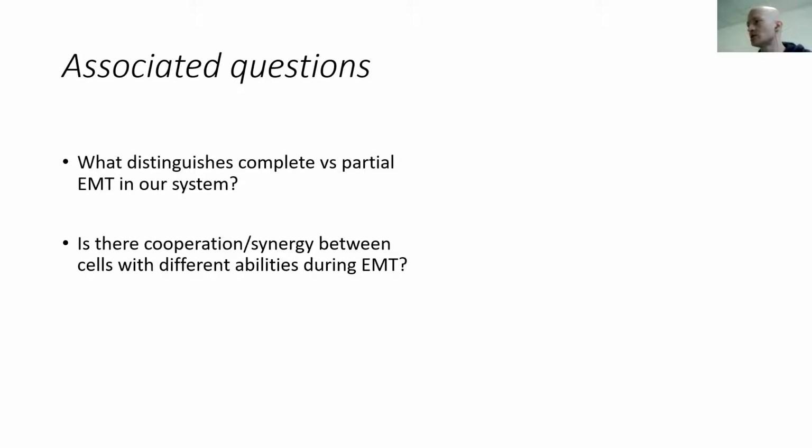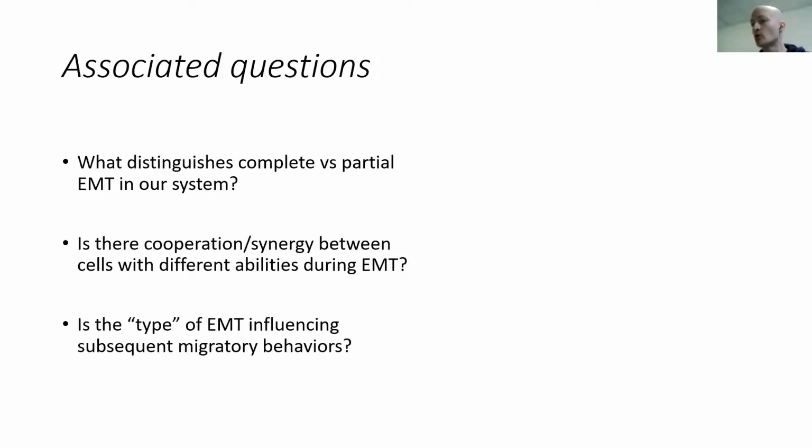So is it important to know if one cell is able to do something versus what its neighbors are not able to do, and whether they will cooperate and go on and migrate together, for example? And if we know that we have different ways of undergoing EMT, and we end up with a collection of cells with different phenotypes along that spectrum from purely epithelial to purely mesenchymal, does that matter for what they do later on? Does it influence their ability to migrate or to colonize specific tissues?